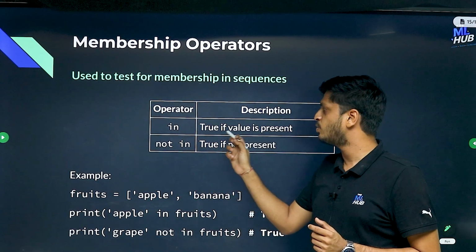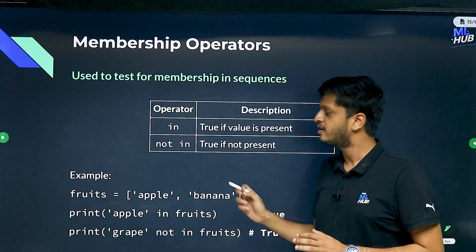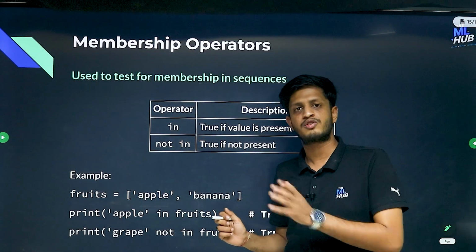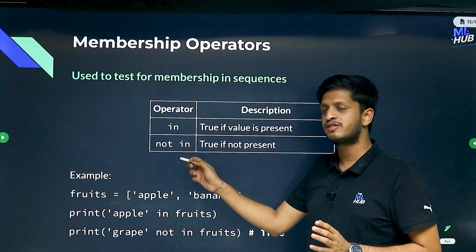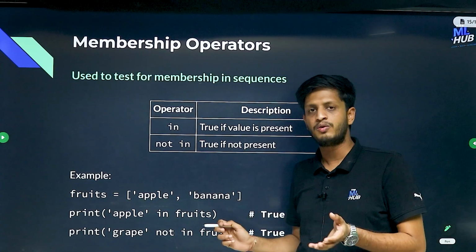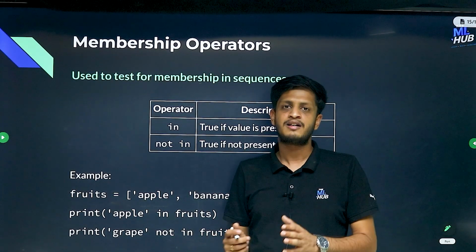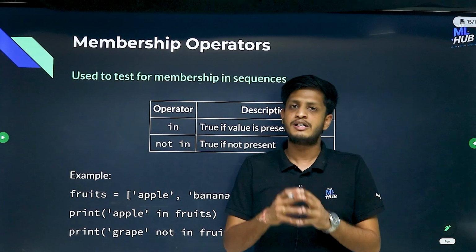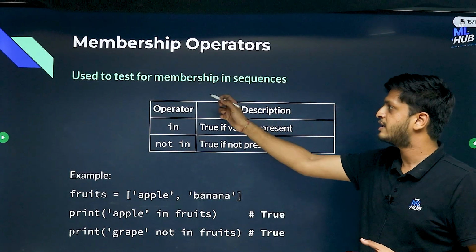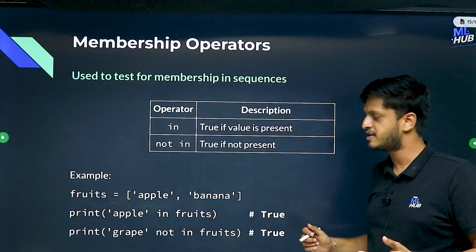So in will return true if the value is present in the collection, and it will return false if the value is not present in the collection. Similarly, not in will return true if the value is not present in the collection, and it will return false if the value is present in the collection. So they are used to test membership in sequences or collections.